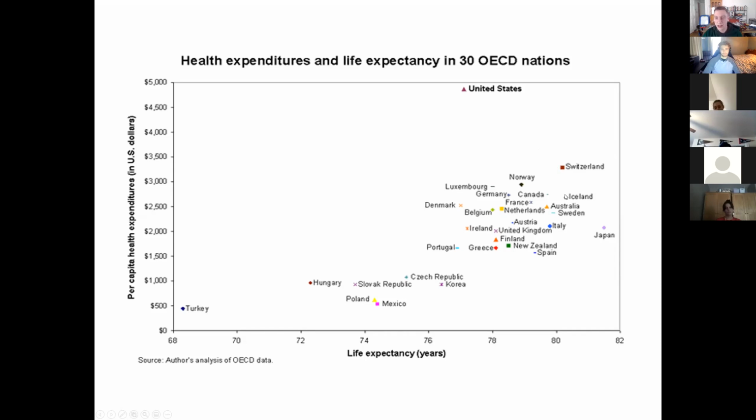compared to countries like Switzerland, Iceland, Japan, way over here, spending considerably less than the United States but living a lot longer on average. And so they're an outlier in that sense. The United States is clearly the major outlier here, which makes this correlation less than a perfect positive correlation.